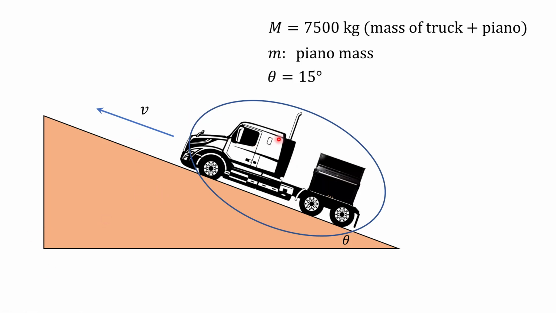Here's my truck with an upright piano on it. Obviously, this is silly because the piano's not that big compared to the truck, and it's not strapped down. Let's not worry about that. The total mass they told us is 7,500 kilograms. That capital M is the total mass, truck plus piano, and I'll use lowercase m for just the piano mass. So I'm not actually defining any symbol for the truck's mass by itself. That would be capital M minus little m.